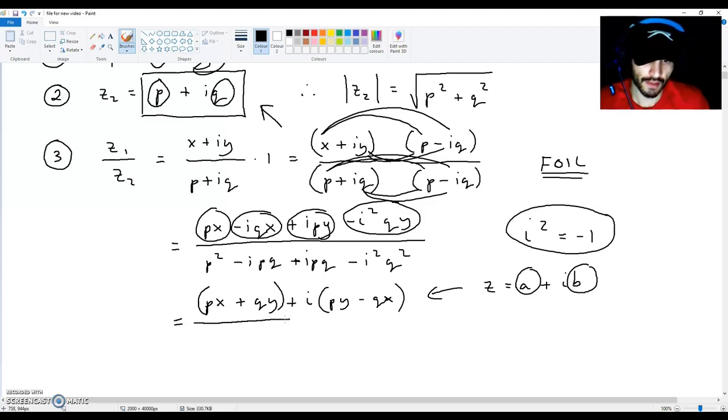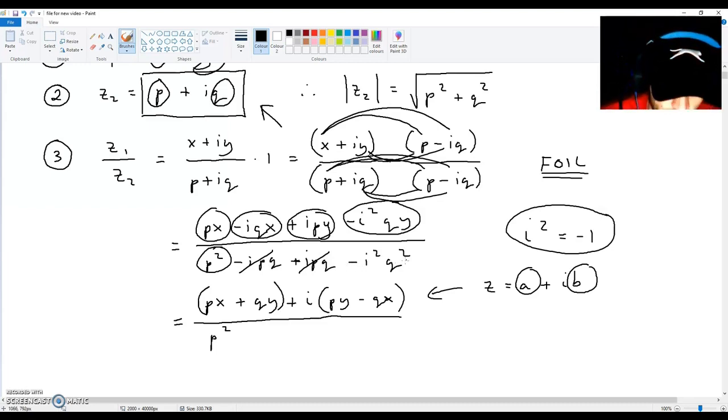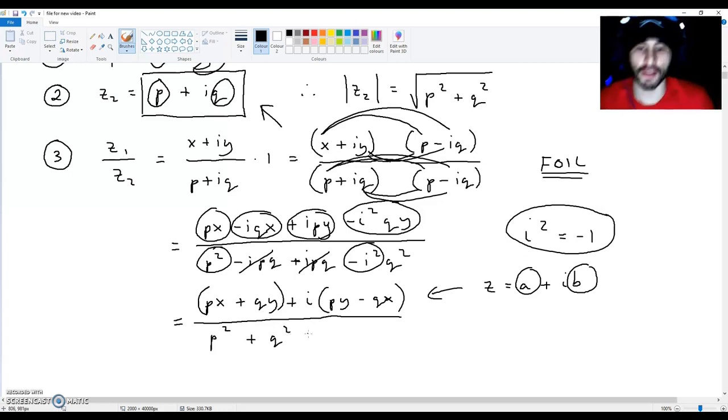Now let's sort out the bottom. We get p squared at the bottom. Now we get minus ipq plus ipq, so they cancel each other out. And we get minus i squared q squared. Now minus i squared is equal to 1, so we get plus q squared at the bottom of this fraction: p squared plus q squared.